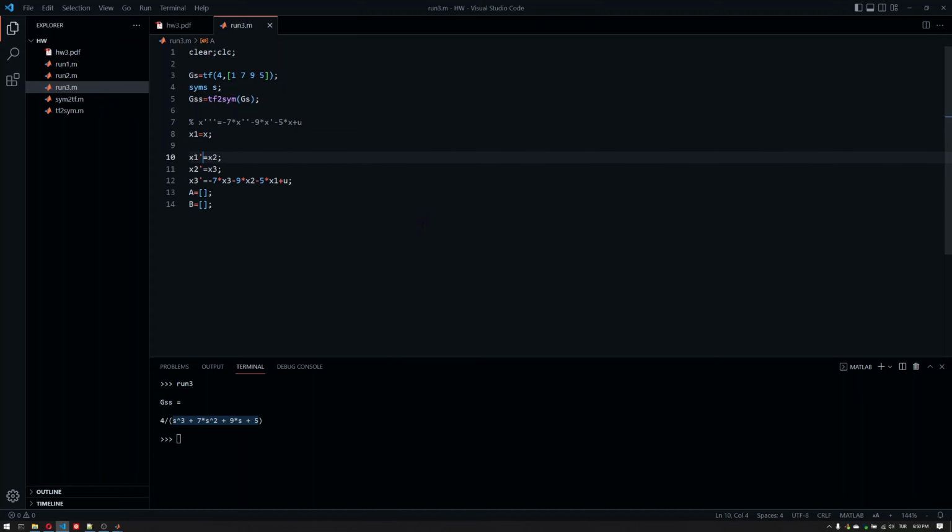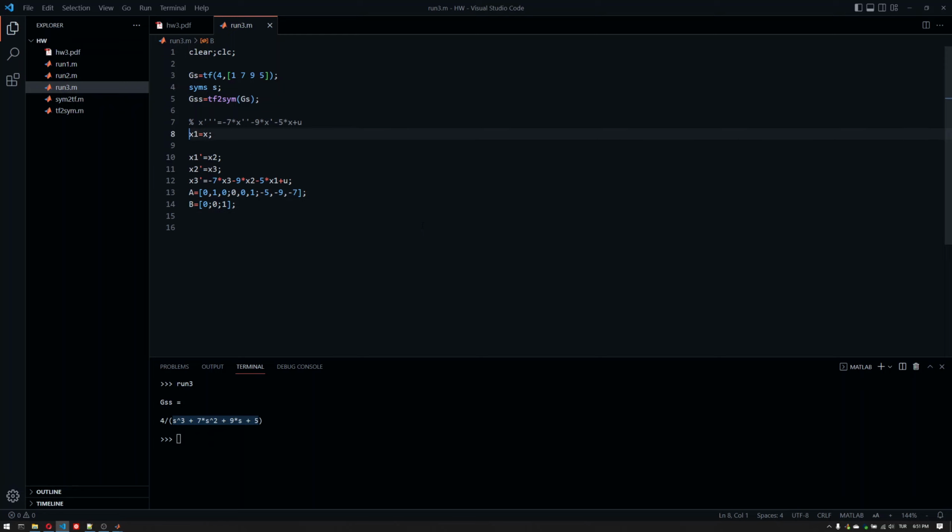So if you look at line 1, you can see 0 x1, 1 x2, and 0 x3. The next line has no x1, no x2, but only x3. And then the last line here is basically minus 5 times x1, minus 9 times x2, and minus 7 times x3. And we can see that the first two equations have no u in them, so 0 times u, 0 times u, but the last one has just 1, so that's going to be 1.